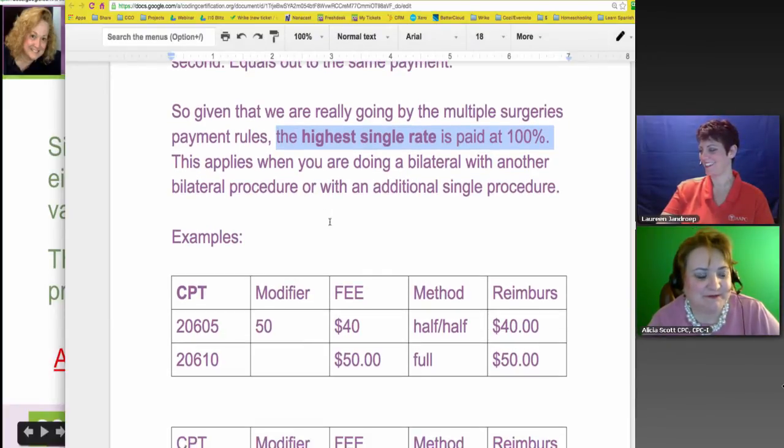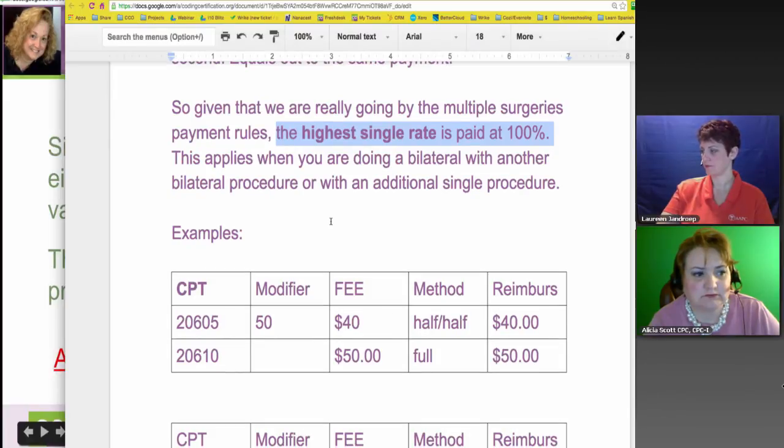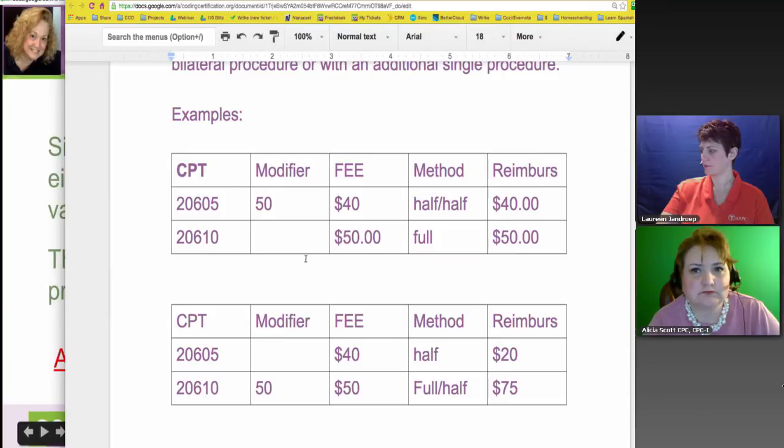But anyway, I gave a couple of examples, hoping that it would help to understand what we're talking about here. These are just examples, and the fees are just there, so they didn't come from anybody's fee schedule. I don't even know if the codes are valid. Well, the first 2 I do because I use those all the time. All right, 20605. If we were going to do that bilaterally, the fee that you see there for $40 isn't for 2, it's for 1.